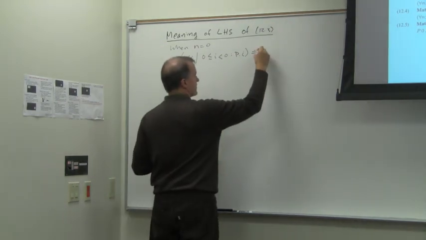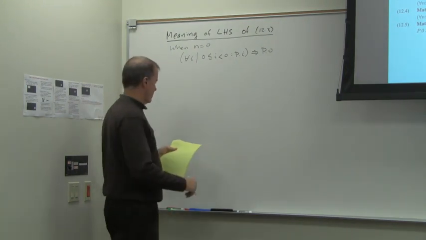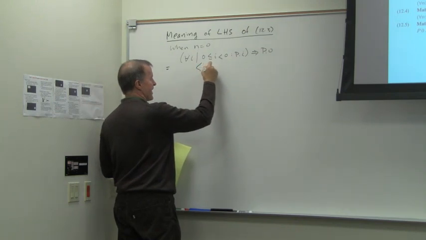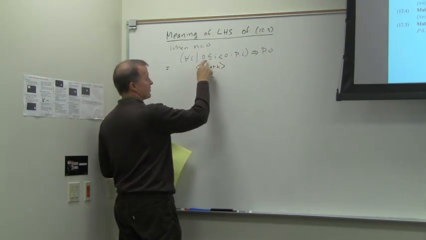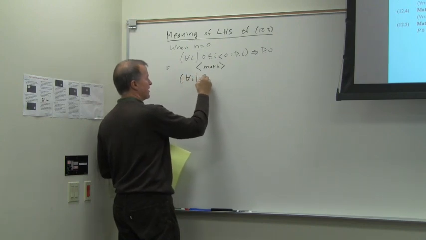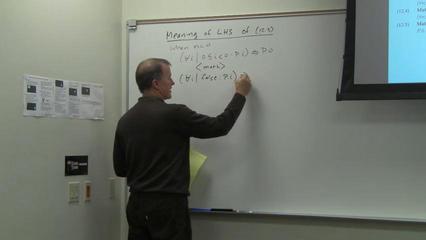Does everybody see that? Are you with me on this? Okay. And this equals, and somebody just said it a minute ago, this equals by math. What is 0 less than or equal to I less than 0? False. So that's for all I, false, P.I, and this implies P.0.